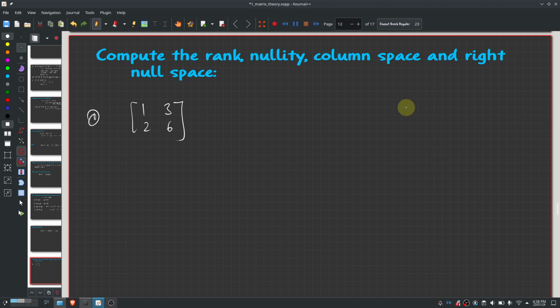Okay, so let's take this particular example. What is the rank of this particular matrix? The rank is equal to 1. So what should the nullity be equal to? 2 minus 1, that is equal to 1.